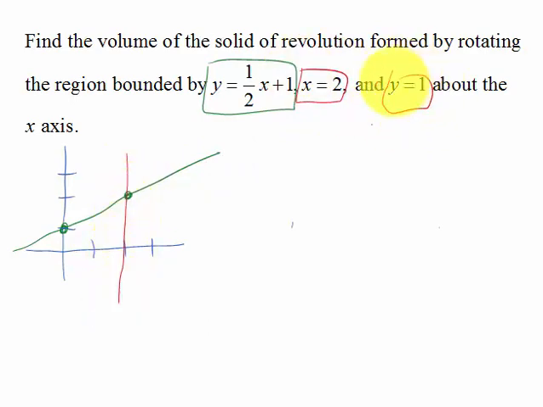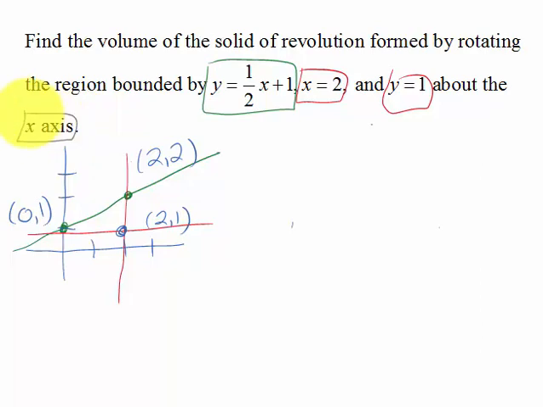and y equals 1. So this forms a triangular region, and we could figure out the corners. This is the point 2, 1. This is the point 2, 2. And this is the point 0, 1. Now in this problem we want to rotate this about the x-axis. So we're looking here rotating around the x-axis.